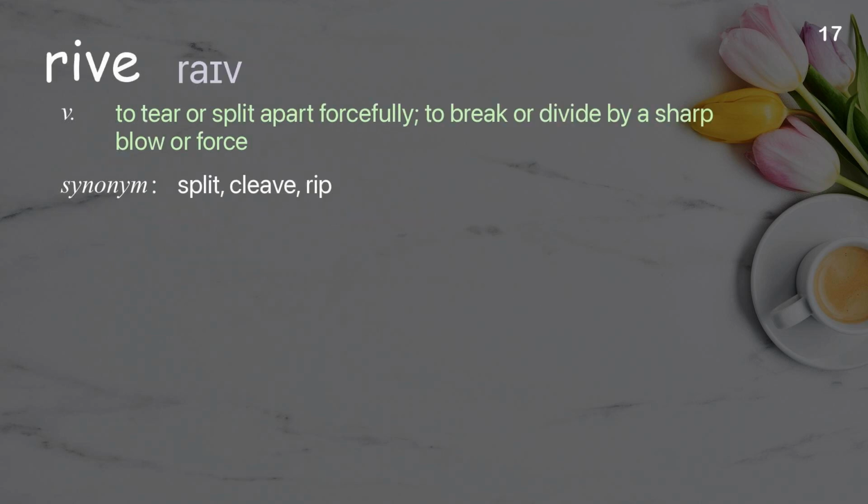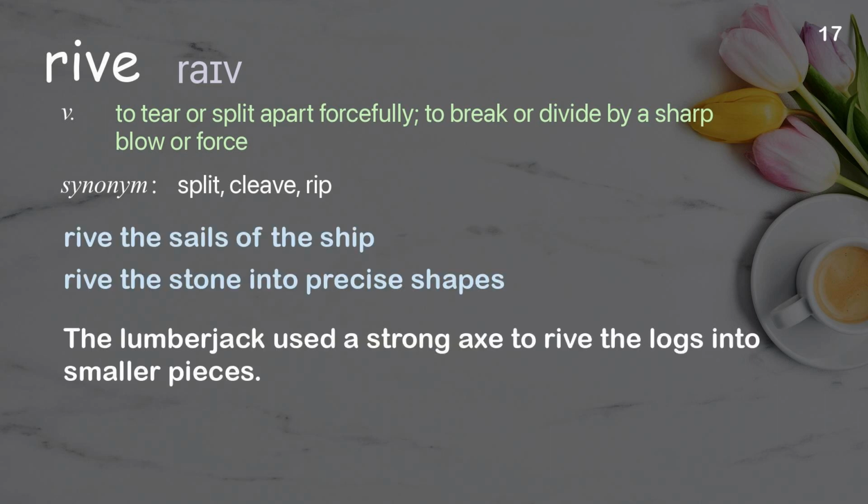Rive. To tear or split apart forcefully, to break or divide by a sharp blow or force. Examples: Rive the sails of the ship. Rive the stone into precise shapes. The lumberjack used a strong axe to rive the logs into smaller pieces.